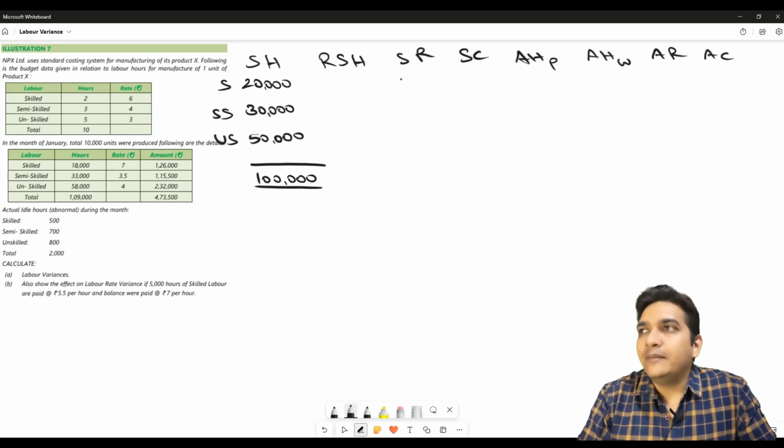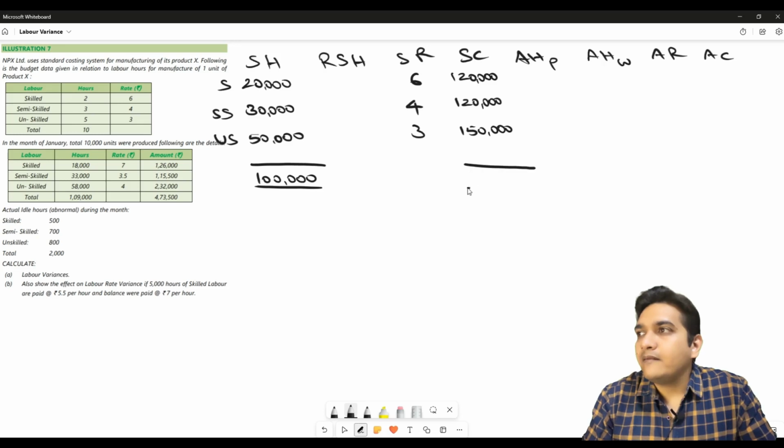Now we'll come to revised standard hours later. Do we have the standard rate? Yes. So the budgeted rate would also be the standard rate, which is 6, 4, and 3. So what is my standard cost? 20,000 into 6, 1,20,000. 30,000 into 4, again 1,20,000. 50,000 into 3, 1,50,000. So my total standard cost would come to 3,90,000.